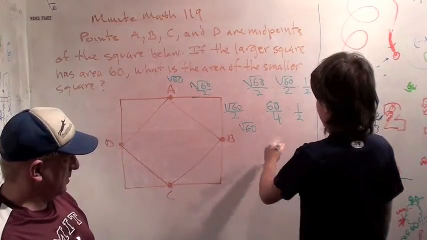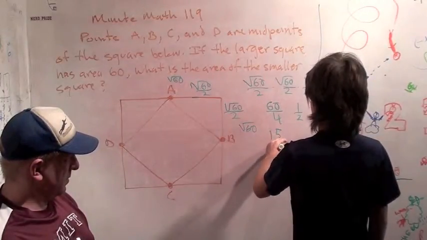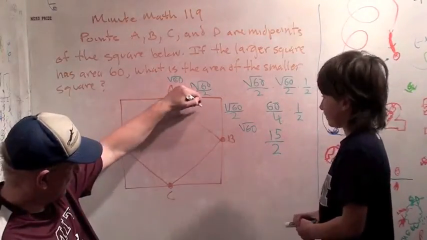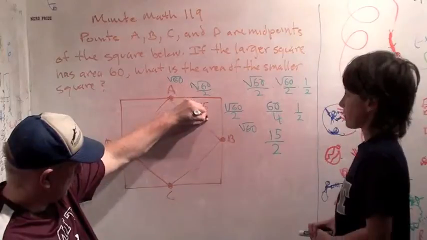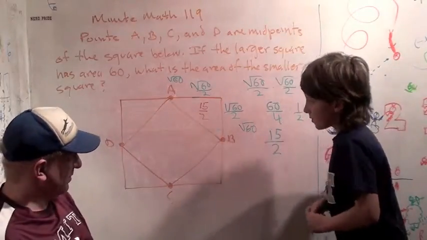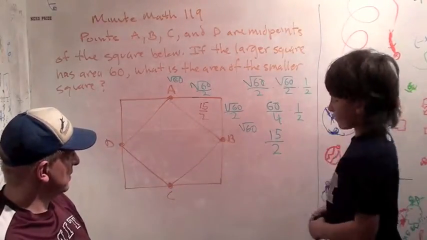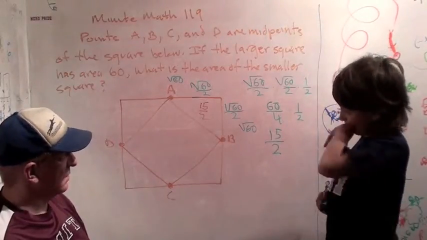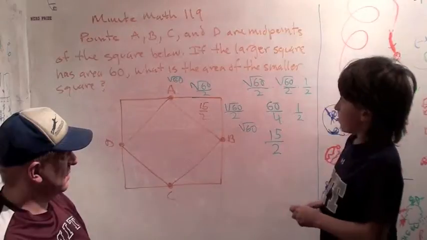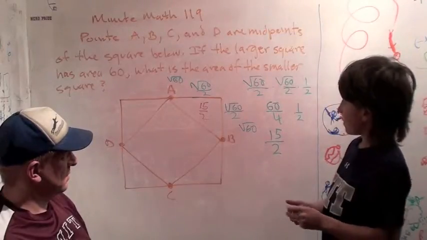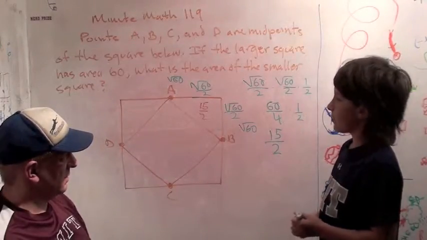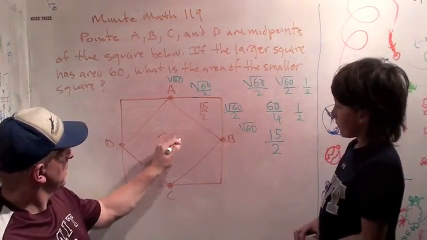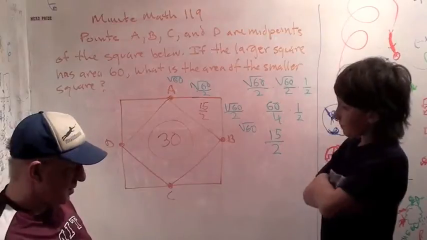Okay. So it's 15 over 2. Okay, so the area of this triangle is 15 halves. Okay, so what does that tell you? So that means the area of all 4 triangles is 15 halves times 4, or 30. Okay. So it's 30 minus 60, or 60 minus 30, which is 30. The area of that square is 30. 30. Okay. That's a good approach.